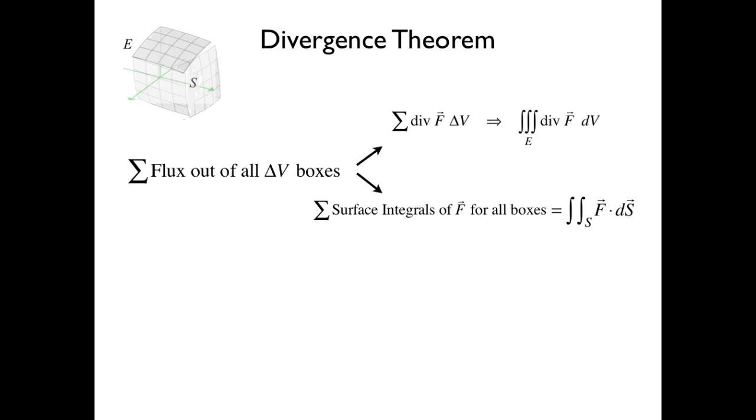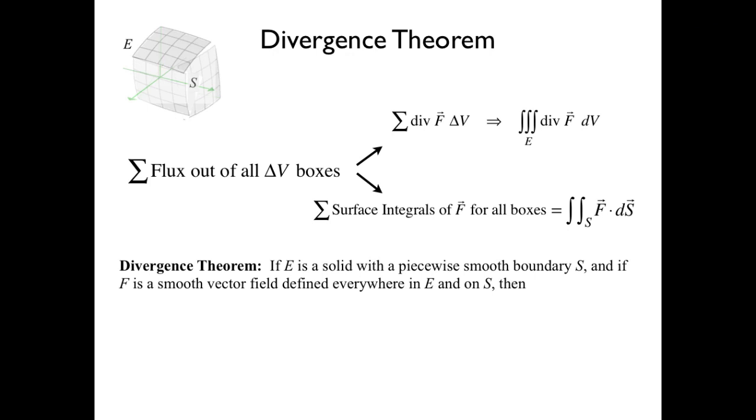All right, and so what does it mean to sum those all up? Well, you're going to be doing a triple integral, right? You're doing an integral in three dimensions of the divergence of F dV. So here's the divergence theorem. If E is a solid with a piecewise smooth boundary S, and if F is a smooth vector field defined everywhere in E and on S, then what? These two things are the same. Two different ways to calculate the same thing.